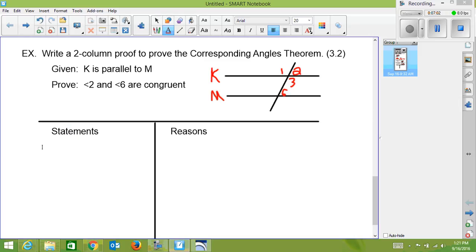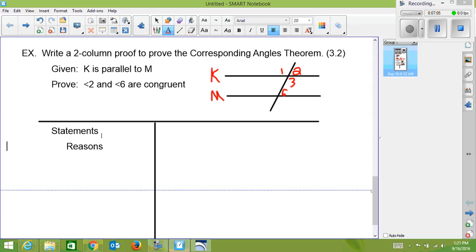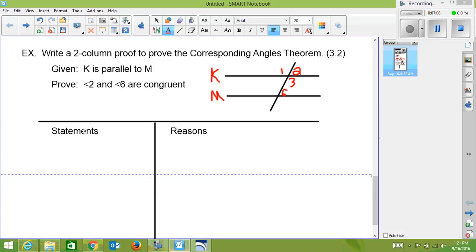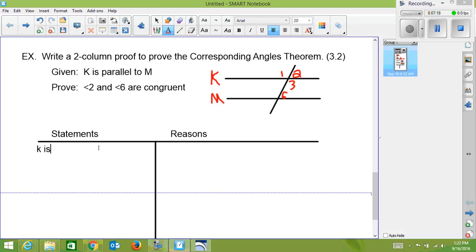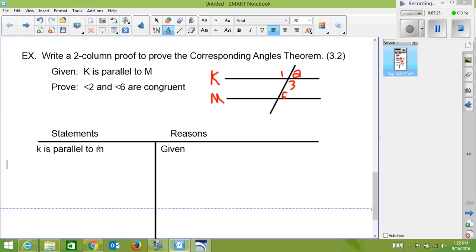So then I'm going to come down here. Whoops. Didn't want to do that. Hang on. Okay, so the first thing I know is that K is parallel to M. I know that. How do I know it? It's given. They told me about it. So then I know that measure of angle 2 and measure of angle 3 equal 180. How do I know that? Because they are a linear pair.